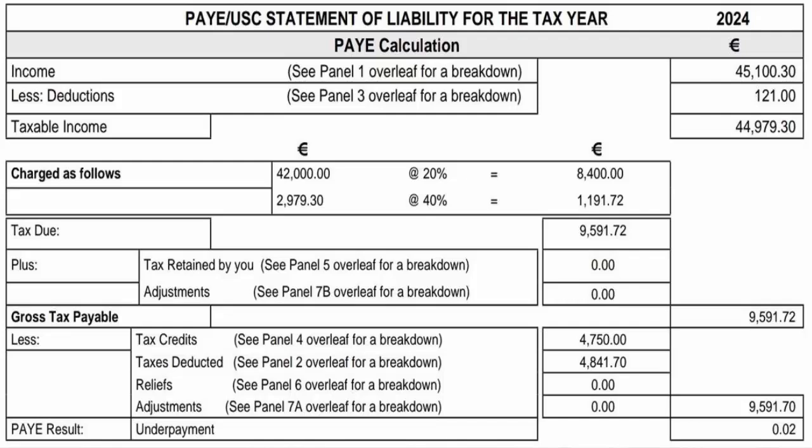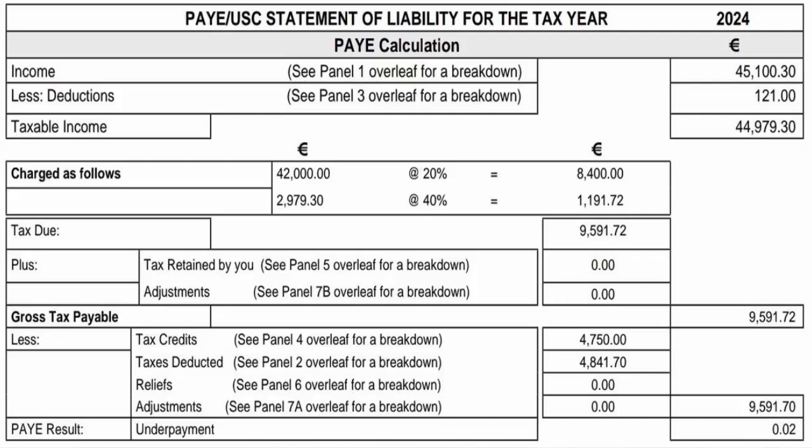We can see here on this statement of liability how the tax was calculated in this case. The basic rate of 20% was charged on the first €42,000, which was the standard rate cut-off point, SRCOP, for a single person in 2024. The balance of €2,979.30 was charged at 40%. The result is what Revenue call the tax due.